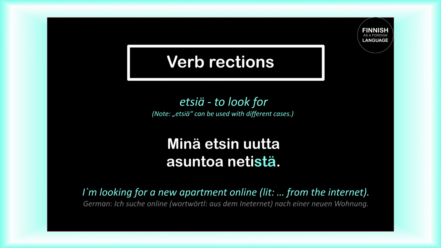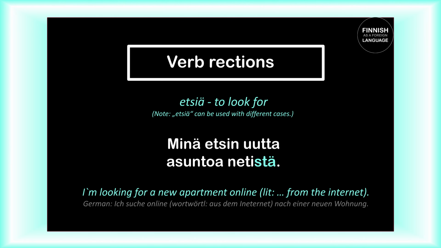Here we need the elative case because in Finnish we are asking where from do I look for something. In English, for example, we ask where do I look for something, but in Finnish it is where from do I look for something. So that is why we have to use the elative case here. So let's repeat. Minä etsin uutta asuntoa netistä. I'm looking for a new apartment from the internet.